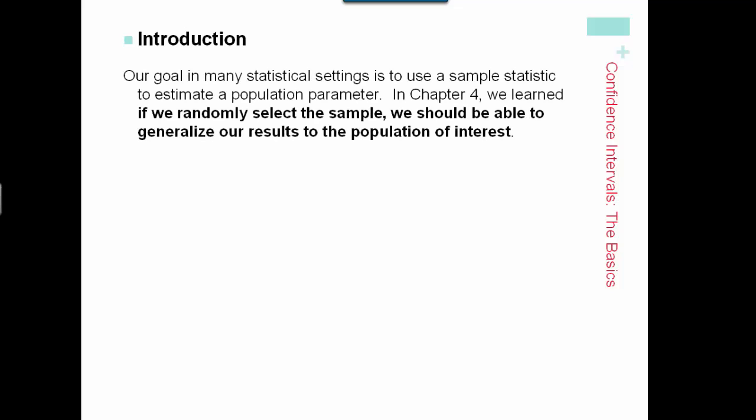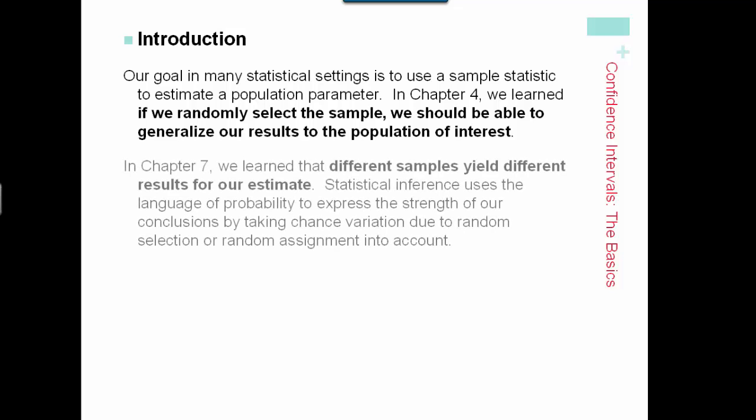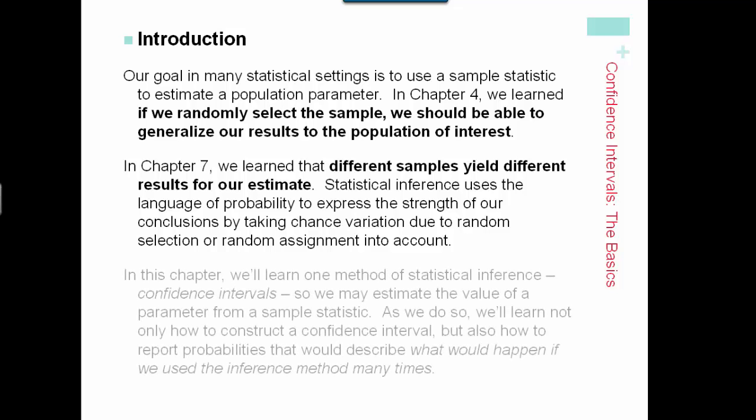Our goal in many statistical settings is to use a sample statistic to estimate a population parameter. In Chapter 4, we learned if we randomly select the sample, we should be able to generalize our results to the population of interest. In Chapter 7, we learned that different samples yield different results for our estimate. Statistical inference uses the language of probability to express the strength of our conclusions by taking chance variation due to random selection or random assignment into account.